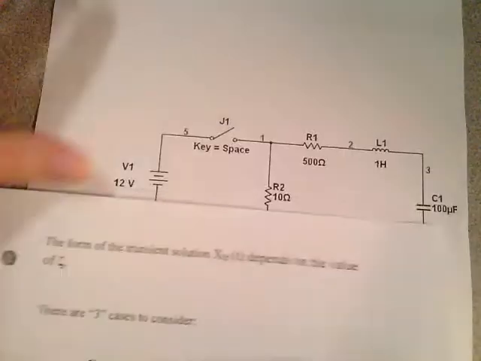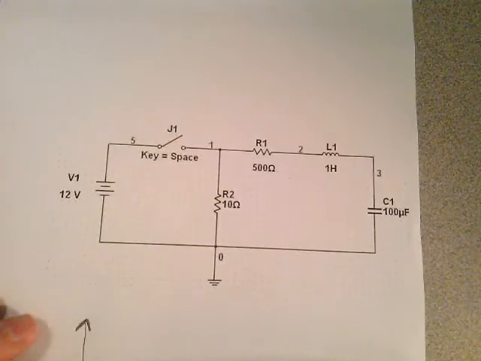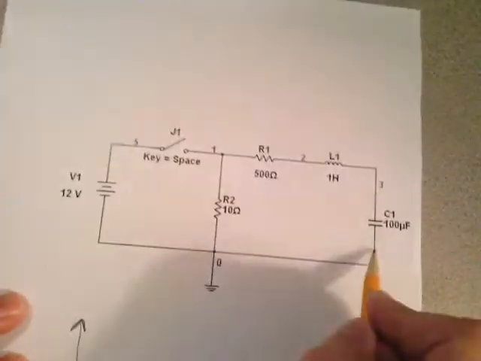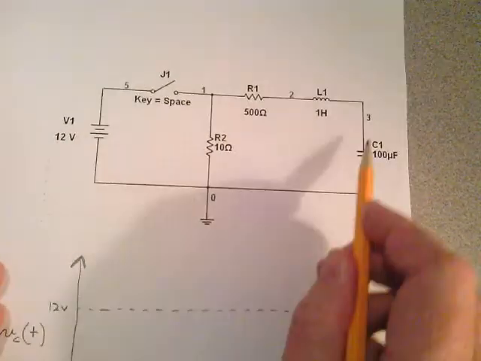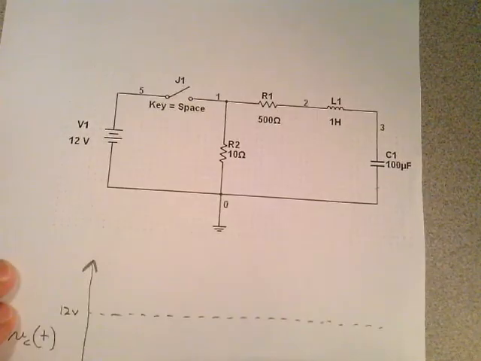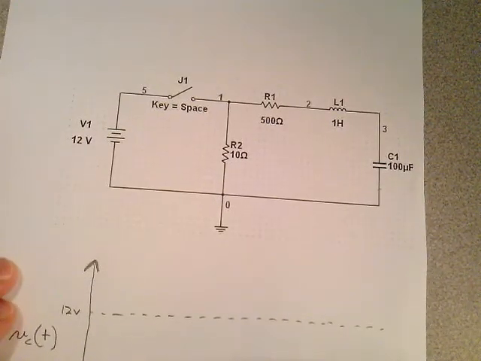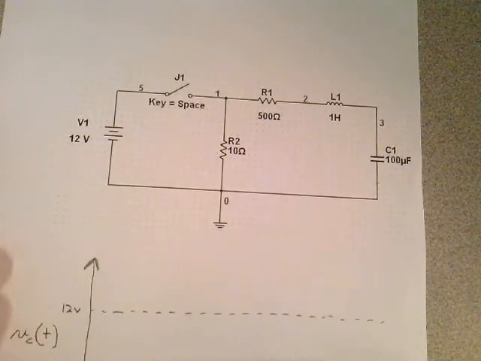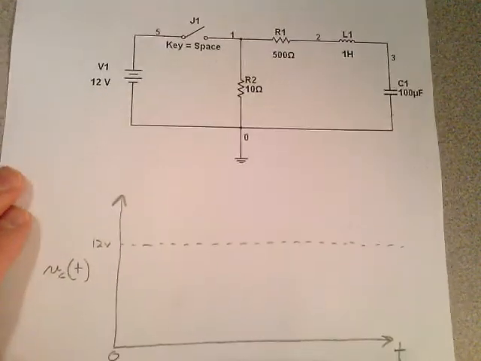Let's see where I put it. There it is. We're going to look at the voltage across the capacitor with respect to time, and you close this switch up here at t equals 0.